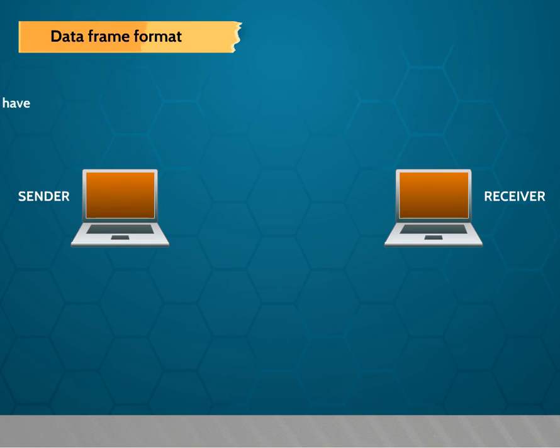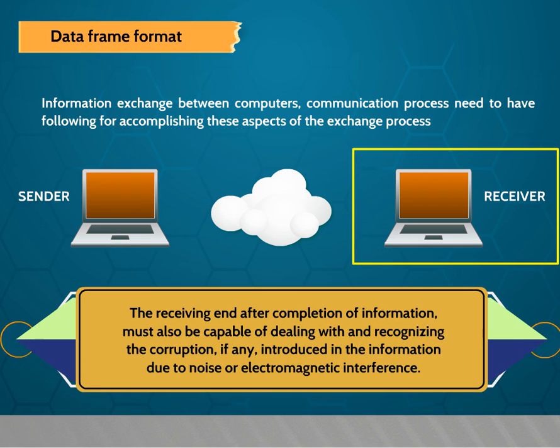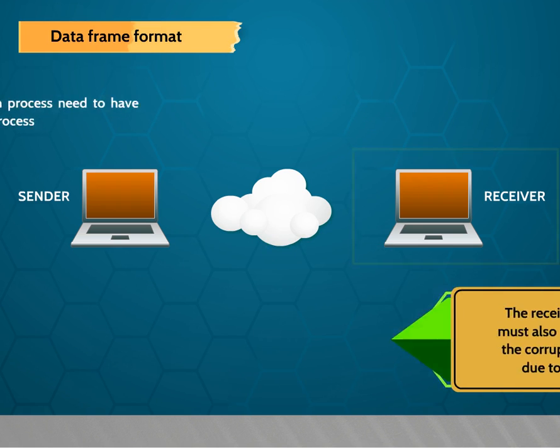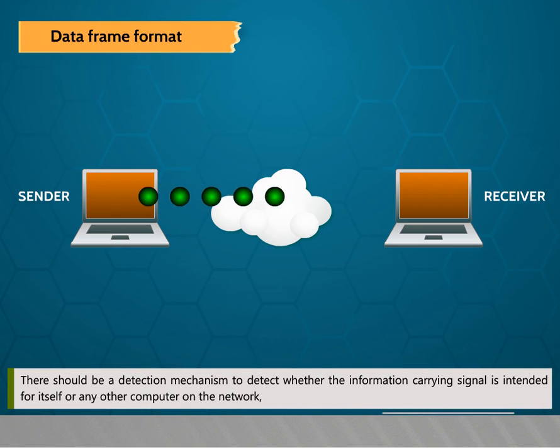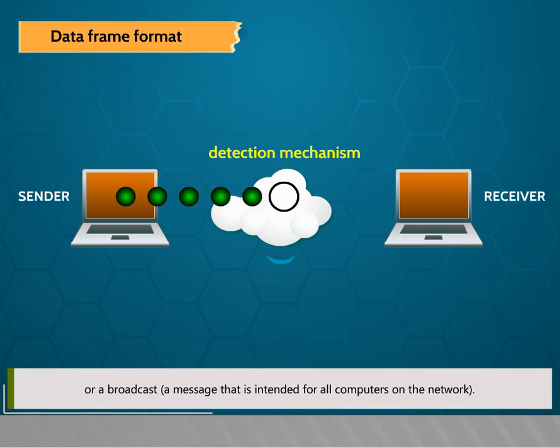Data frame format. Information exchange between computers' communication processes needs the following for accomplishing these aspects of the exchange process. The receiving computer must be capable of distinguishing between an information carrying signal and mere noise. There should be a detection mechanism to detect whether the information carrying signal is intended for itself or any other computer on the network, or a broadcast, a message that is intended for all the computers on the network.